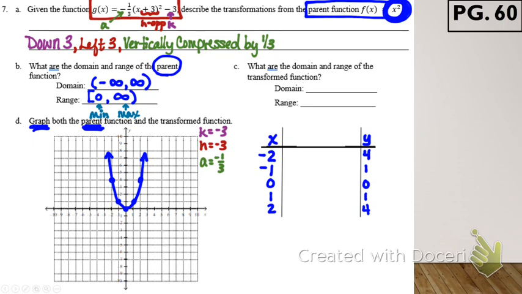With my a value, the negative is doing a very special job. What is the negative going to do to my graph? The fact that a is a negative. It's going to reflect it over the x-axis. And again, this is because a is negative.